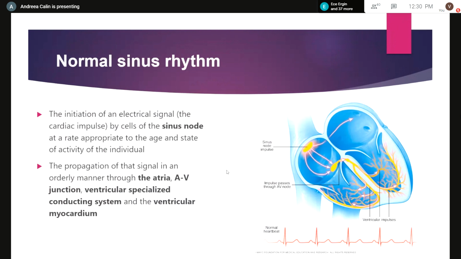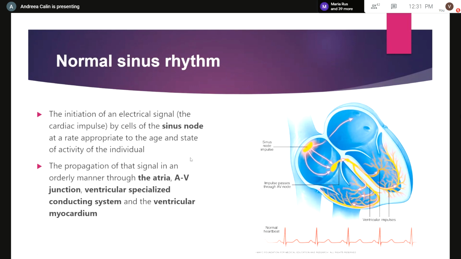So we will talk about supraventricular arrhythmias, including atrial fibrillation, atrial flutter, and supraventricular tachycardia. We will start by reminding you what the normal sinus rhythm looks like. In normal sinus rhythm, the initiation of the electrical signal takes place in the sinoatrial node, in a sinus node, at a rate that is appropriate to the age and state of activity of the individual, with a range of normal heart rates in every patient.